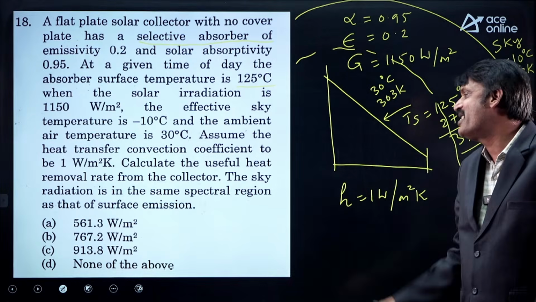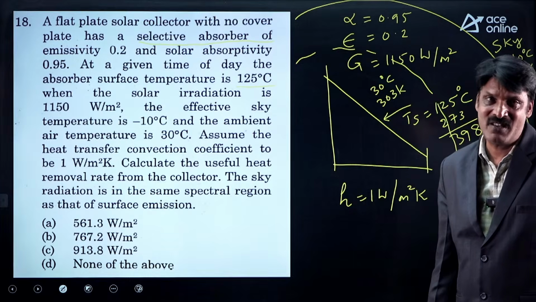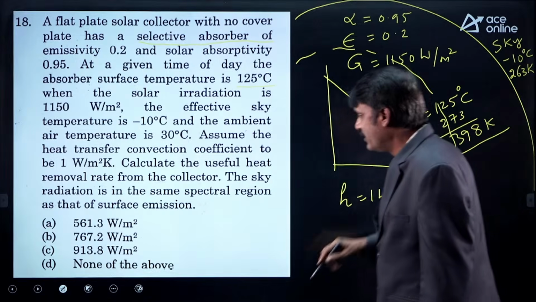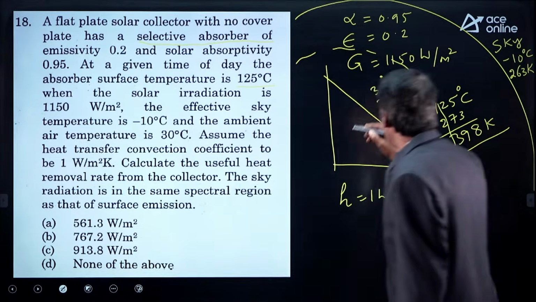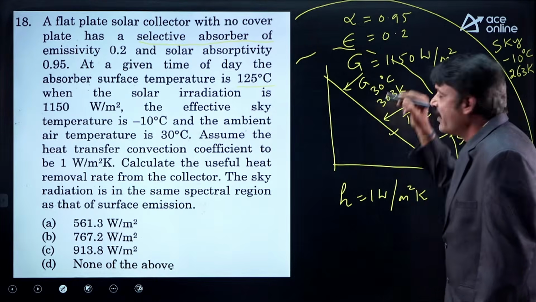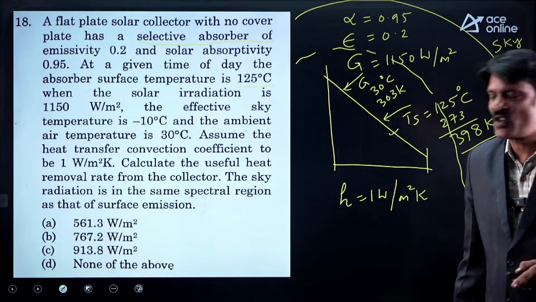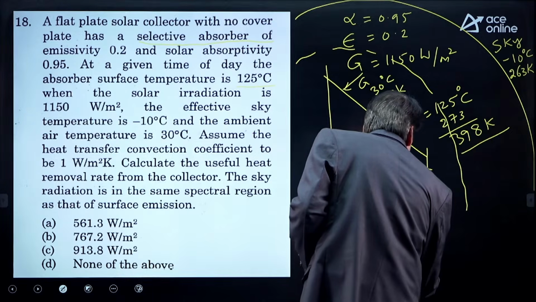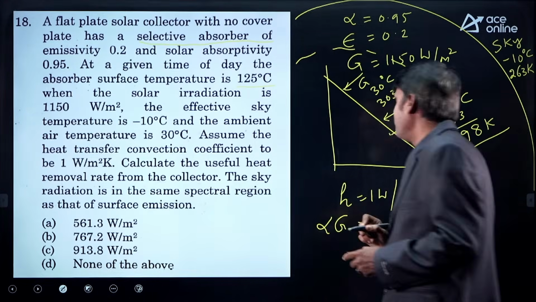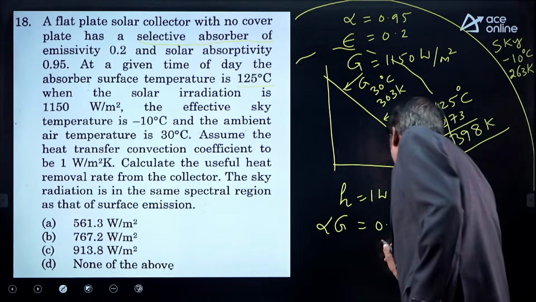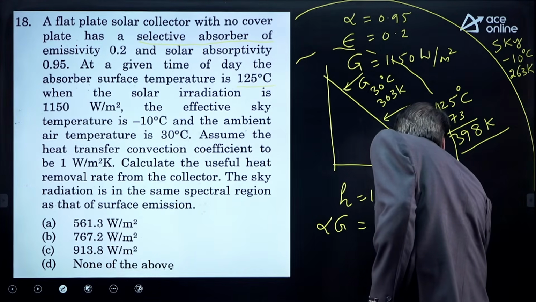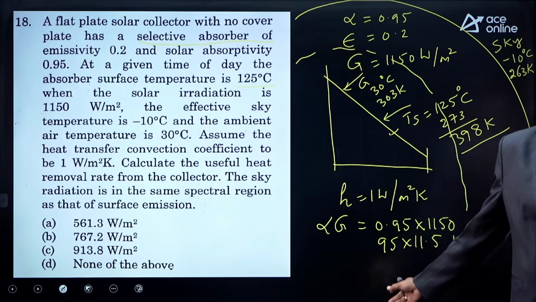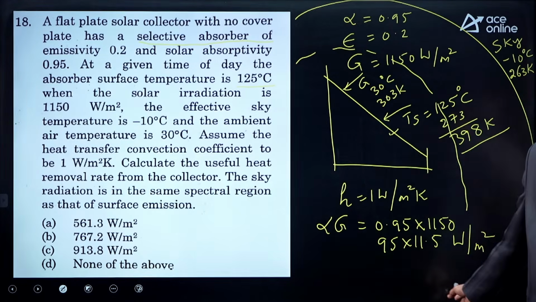The sky radiation is in same spectral region as that of the surface emissions. Beauty. So, first let us see the amount of radiation that is falling on the surface. The amount of the radiation that is falling on the surface is G, and in that how much amount of it is absorbed? Alpha into G, that is 0.95 into 1150. So, this comes out to be 95 into 11.5, so many watt per meter square. So, this is around 1090 watt per meter square.